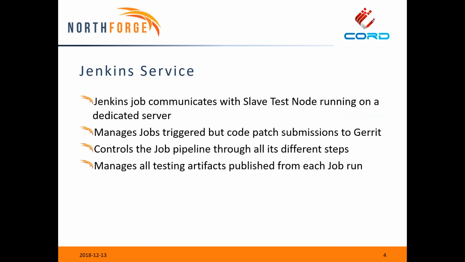The Jenkins service is used to communicate with the slave test node running on a dedicated server. It manages jobs triggered by code patch submission to Gerrit. It controls the job pipeline through all its different steps, and it manages all testing artifacts published after the job is run.